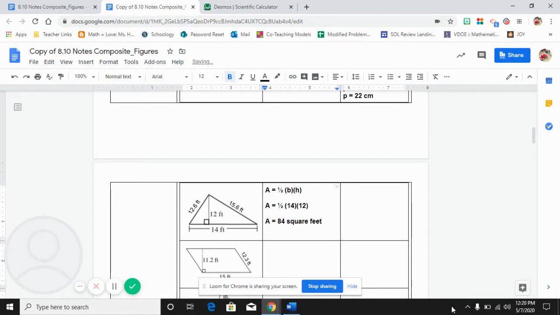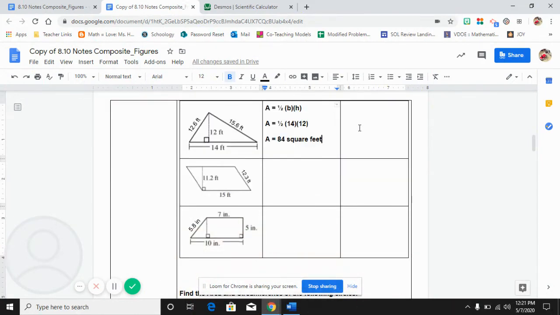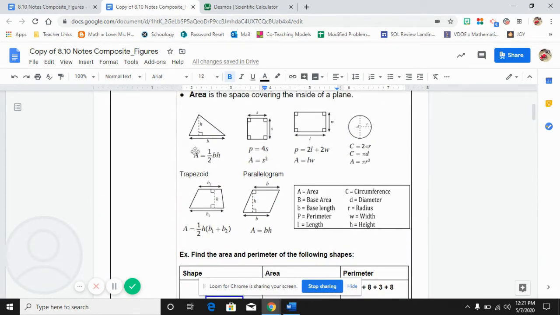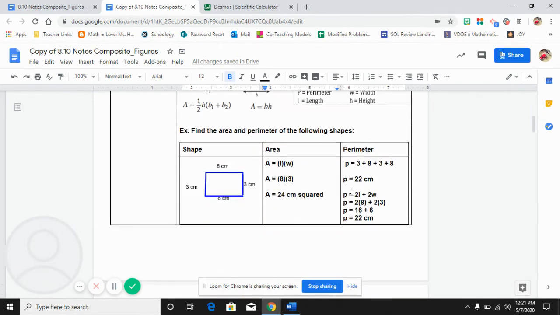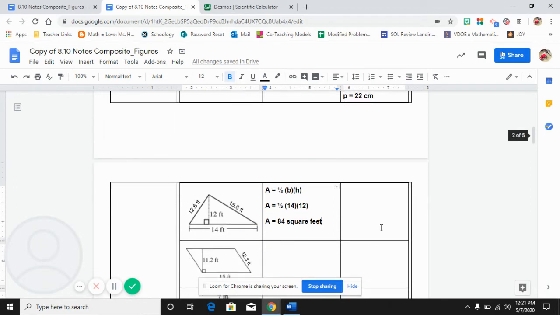Or 84 feet squared. Now let's go ahead and find the perimeter of this triangle. So let's go up to our formulas. Here's our triangle. It has an area formula. It doesn't have a perimeter formula, but that's okay. Remember, for perimeter, it's just the distance around a figure, so you don't need a formula for it.